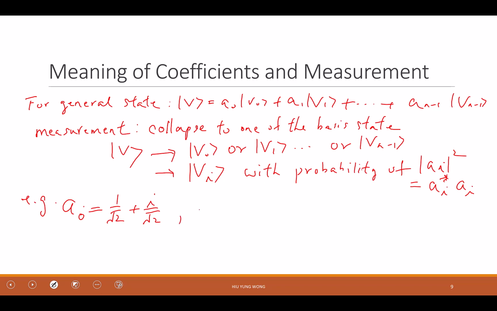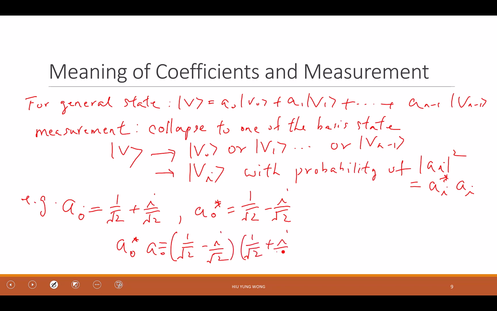Okay? So what is A0 star? Anyone want to tell me? 1 over square root 2 minus i over square root 2, right? So you get A0 star times A0 equals 1 over square root 2 minus i divided by square root 2 times 1 over square root 2 plus i divided by square root 2, which is equal to 1 over 2 minus i squared divided by 2. What is i squared? Minus 1. So this equals half plus half equals 1. It turns out that this wave function only has this V0, because the measurement probability is 1. But here, just to show you how to do the calculation. If you don't trust me, then try to do Ai magnitude squared. You will get the same thing. Okay? So time's up, we will stop here. Any question, just let me know.